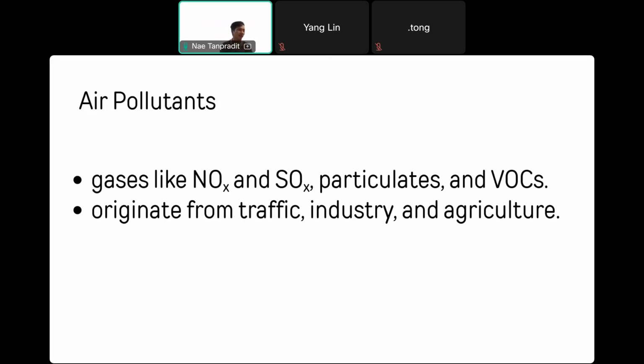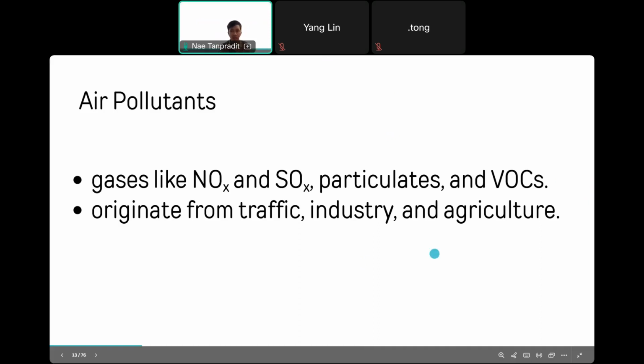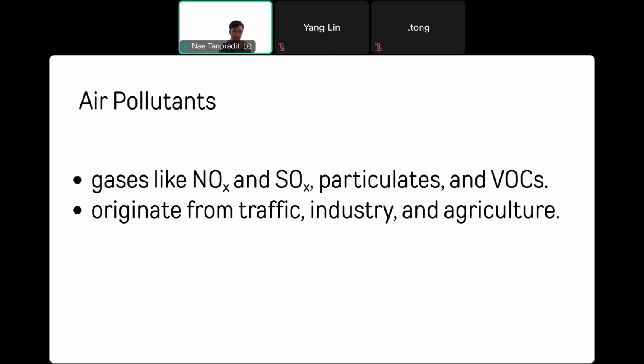At first, I want to talk in more detail about NOx, the nitrogen oxides, and SOx, or sometimes we call it SO2, because the main chemical is SO2, the sulfur dioxide. Okay, particulates, and VOC, the volatile organic compounds.